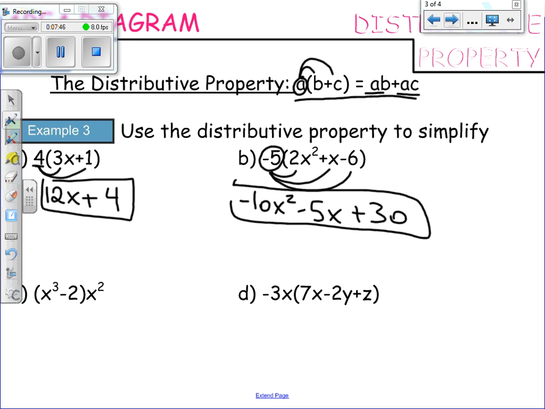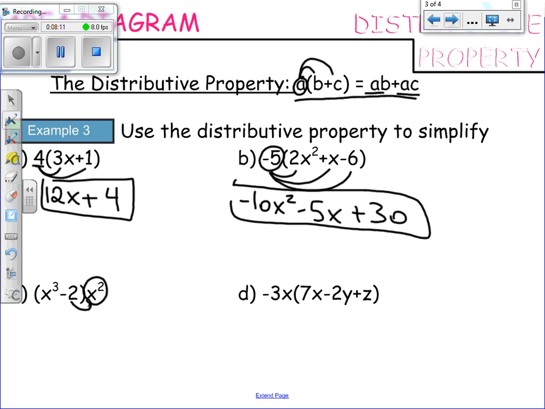Wonderful. So here on C, we see that our coefficient is actually behind the brackets. Does that make a difference to how we handle this question? No, it does not make a difference. We could put that x squared in front or behind. Its multiplication order does not matter. So when we have it behind, that's okay. We distributed it in the exact same way.